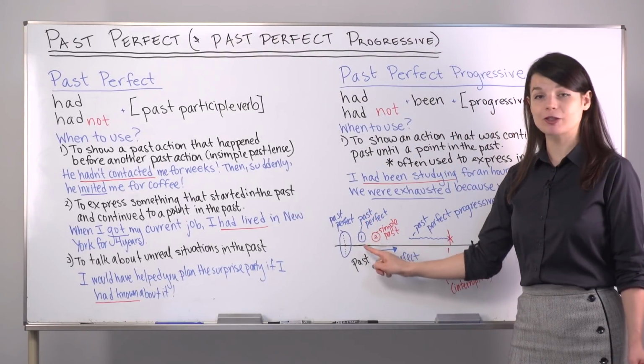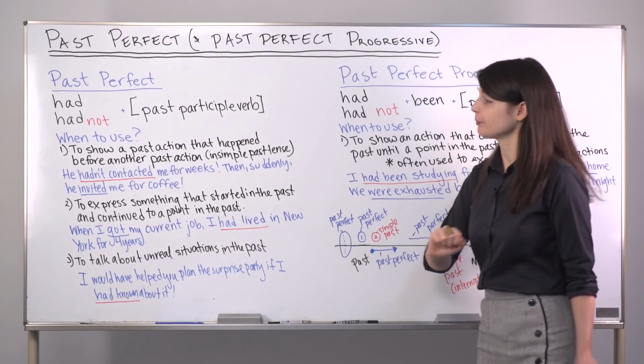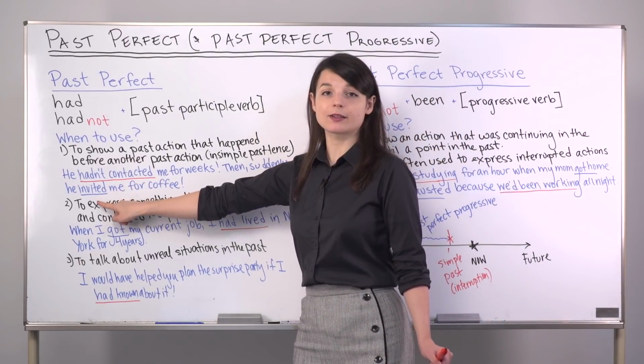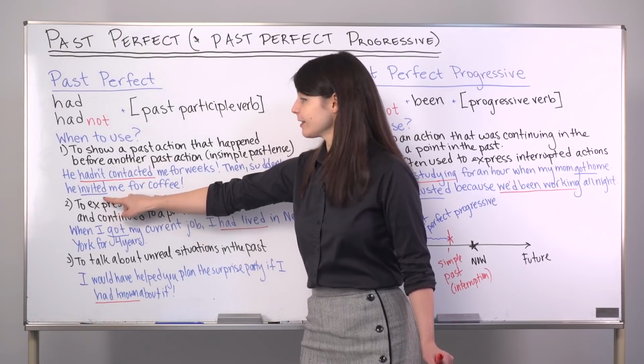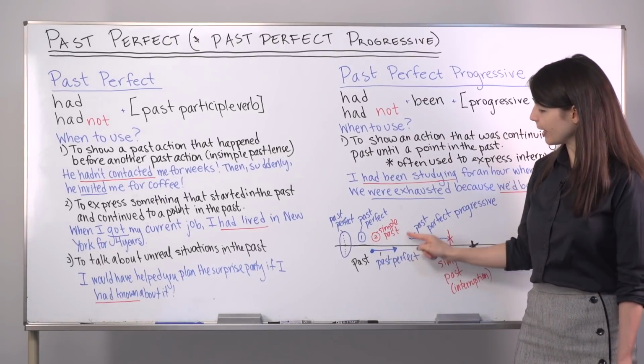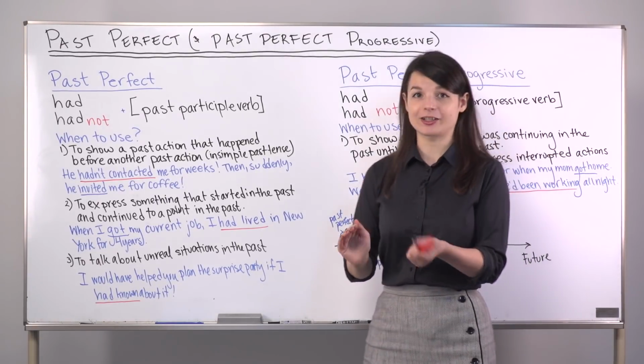So this is the first point. Hadn't contacted me for weeks. This is the situation. Then, suddenly, he invited me. So this is a simple past tense comment. He invited me for coffee. So my simple past thing happened next. So we can show this progression of actions here.